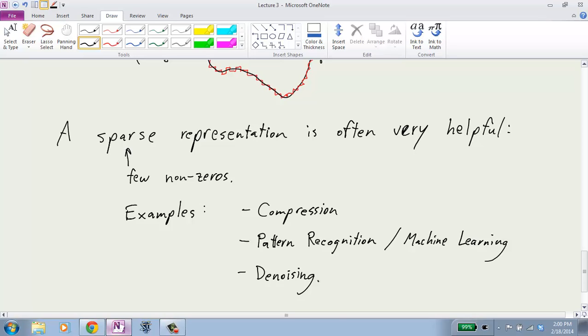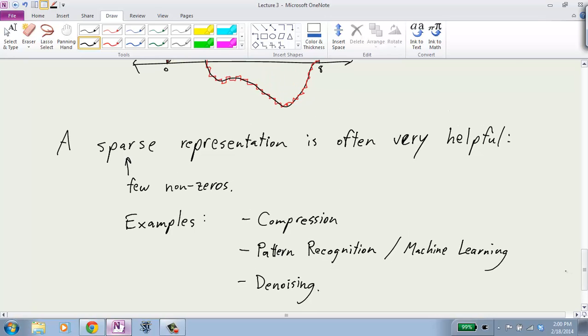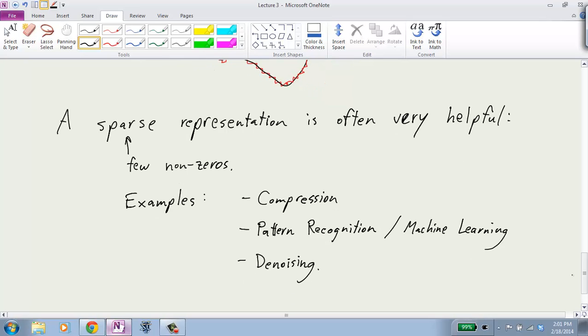Okay. So this is just somewhat of a philosophical discussion in this lecture: why would you transform your data? And I would say sparsity is probably the number one thing you're hoping for when you transform your data. Okay.